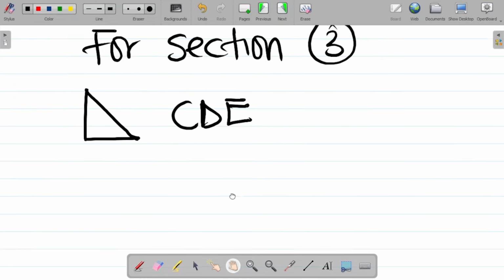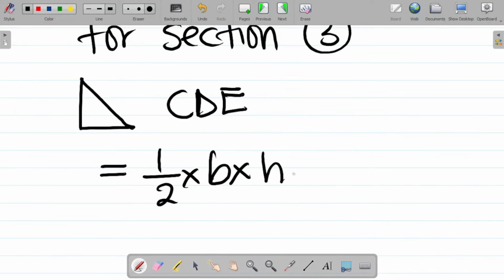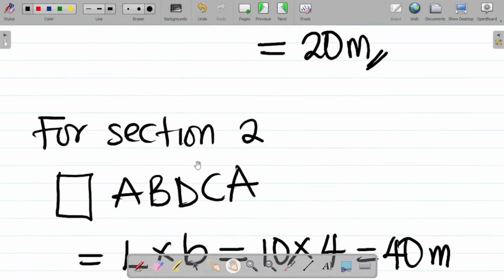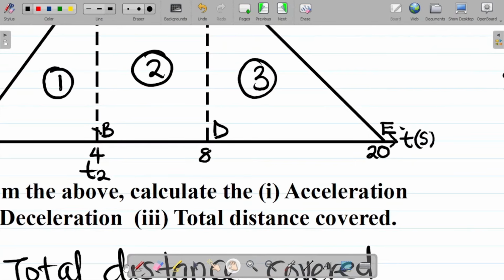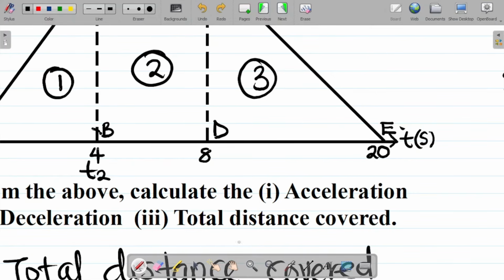Now, since this figure is a triangle, the distance becomes the area of a triangle. Area of a triangle is half times base times height. That's equal to half. Let's get the base of section 3. You can see that this base starts from 8 and ends at 20. So the distance from this point up to this point would simply be 20 minus 8, and that's equal to 12. So the base there is 12.